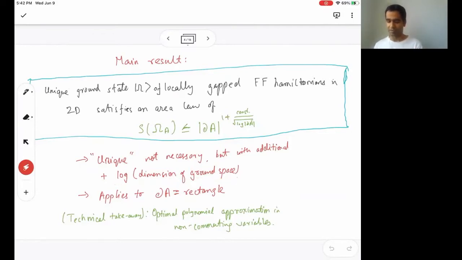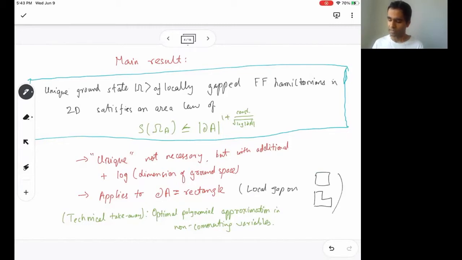If the dimension of the ground space is too large, then one can have very entangled states. There are examples where this happens. So uniqueness is a convenient assumption, or think of it as some small degeneracy of the ground space. It also applies to rectangular regions that I showed, which I did not talk about. But for this, we'll need a slightly stronger local gap. We'll need local gap on square-shaped and L-shaped regions of the lattice. If this happens, then we can also prove it for rectangles.